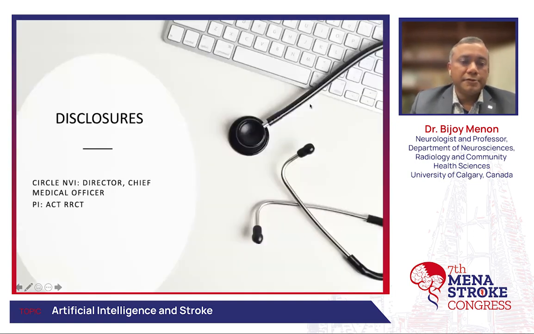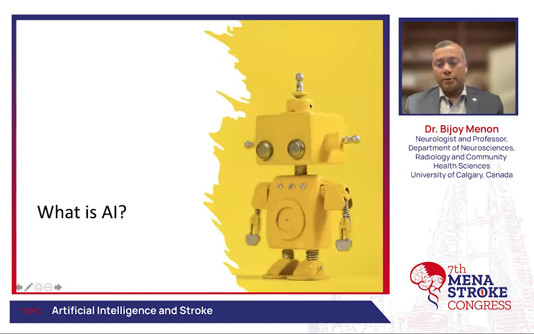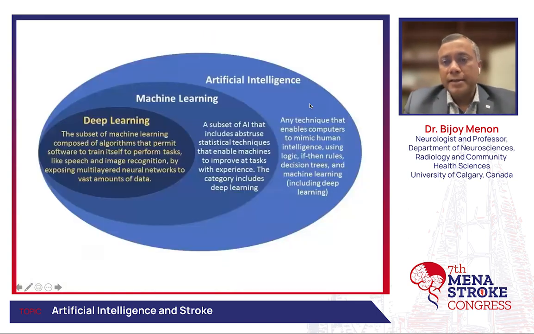These are my disclosures. So what is artificial intelligence? It's any technique that enables computers to mimic human intelligence. It could be using decision rules, machine learning, and deep learning. What we know about mostly in acute stroke is machine learning. These are statistical techniques that help us in prediction.